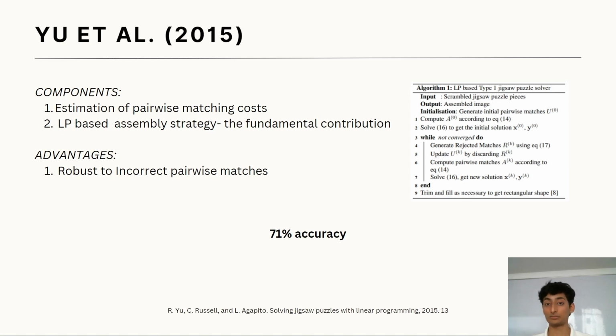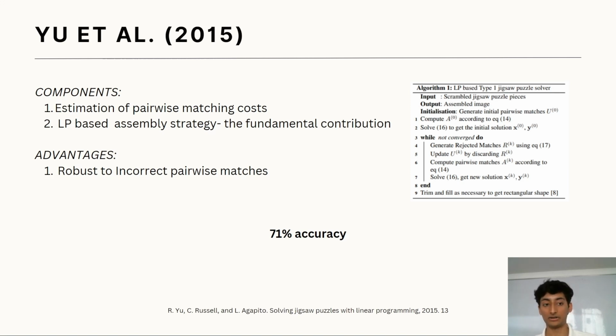Let's say, for example, I take a piece in the top left corner. The piece below it and the piece on the right of it should be pairwise similar for these two boundaries, because those are adjacent boundaries and the gradient of the image flows accordingly and is similar. So it uses a linear programming based assembly strategy. Its fundamental contribution and advantage is that it's robust to incorrect pairwise matches.